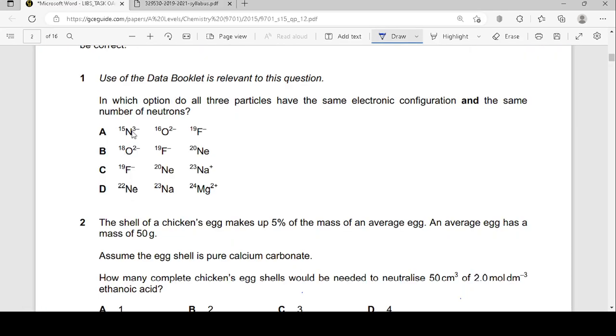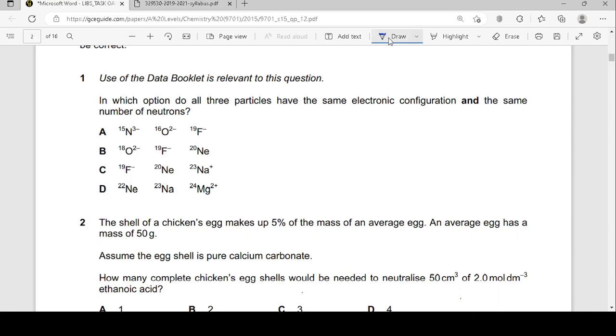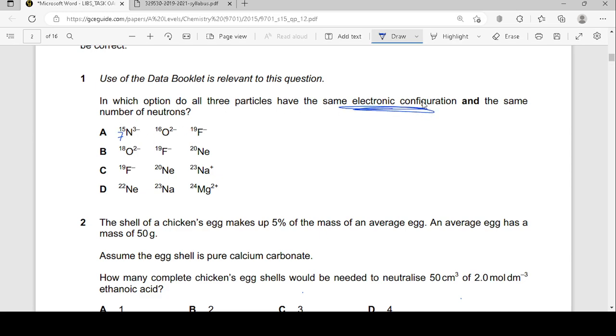So let's look at nitrogen. Nitrogen has 7 protons, so that's its atomic number. That means it would have 7 electrons in the neutral atom. But since it has a 3 minus charge, it has 7 plus 3 electrons, which means 10 electrons. And how many neutrons does it have? It has 15, the mass number, minus 7, the proton number. The mass number minus the proton number gives you the neutron number, right? So that's 8 neutrons.